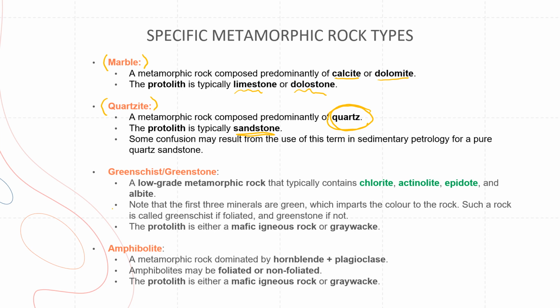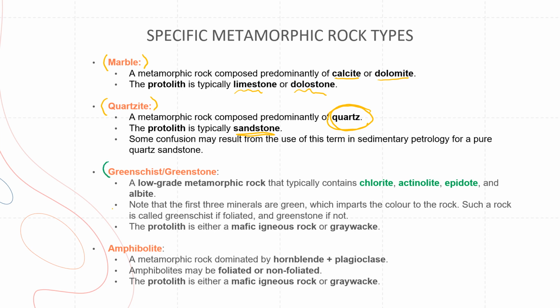And some confusion may arise resulting from the use of this term in sedimentary petrology for pure quartz sandstone. But in this case, we're talking about metamorphic rocks, so quartzite in this case will be metamorphic. The next example on our list is green schist or greenstone.